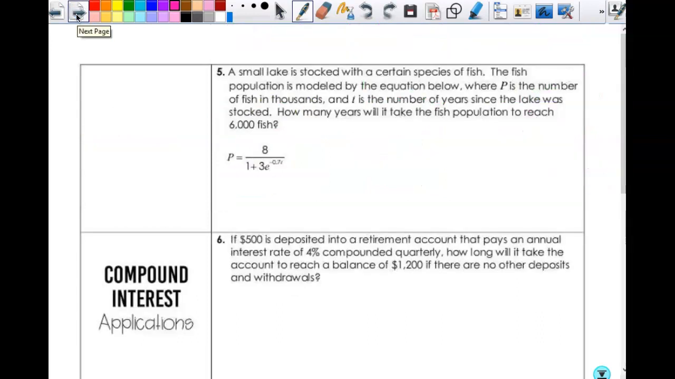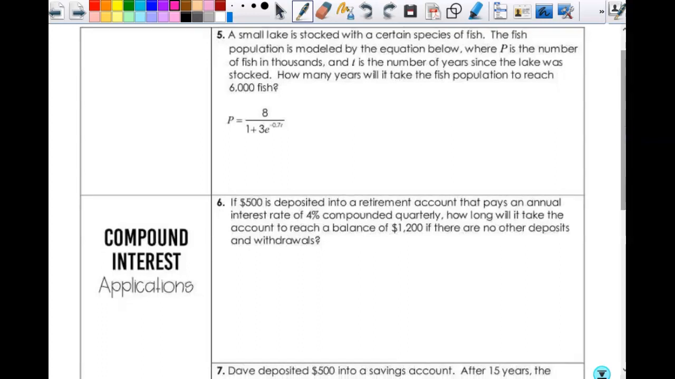Let's look at number 5. It says a small lake is stocked with a certain species of fish. The fish population is modeled by the equation below, where P is the number of fish in thousands and T is the number of years since the lake was stocked. How many years will it take the fish population to reach 6,000 fish?